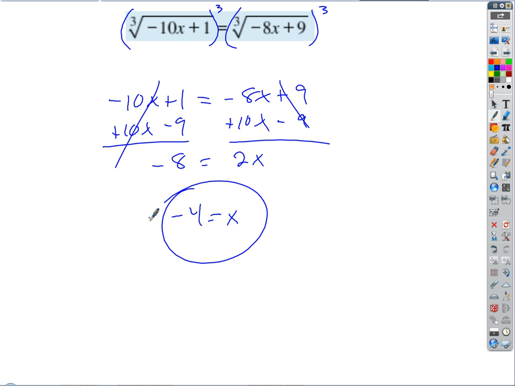Okay, do I need to check this one? I do not. How come? Because I took both sides to an odd power, right? So we know that we're okay this time. We still could check it to see if we did our algebra right. But assuming we did our algebra correctly, that has to be the right answer. They can't be extraneous. You don't introduce extraneous solutions when you take both sides to an odd power.